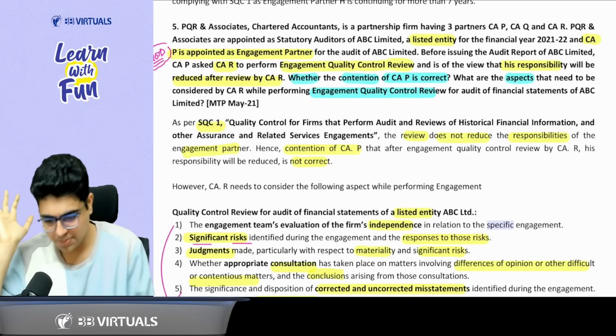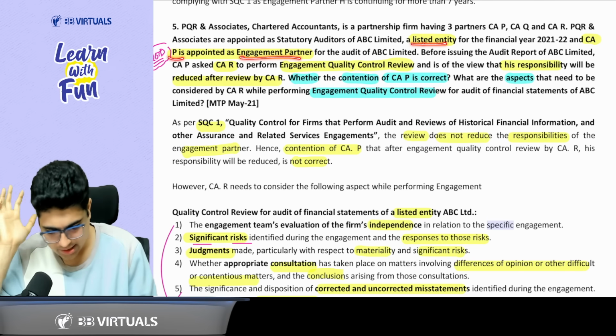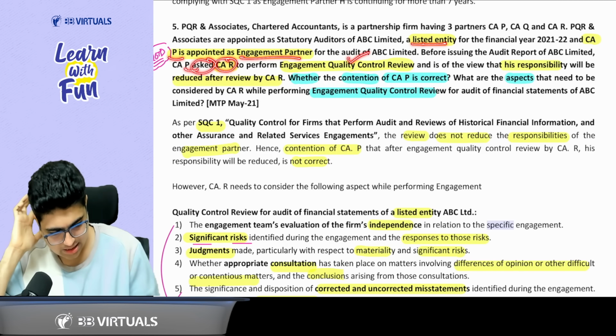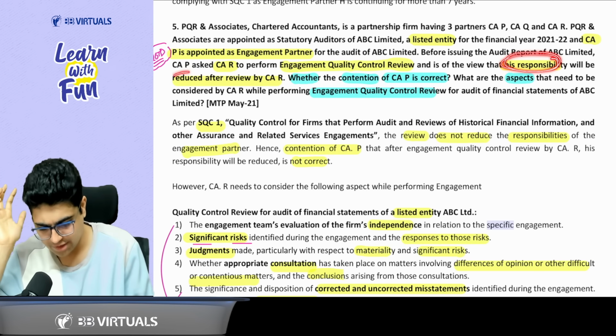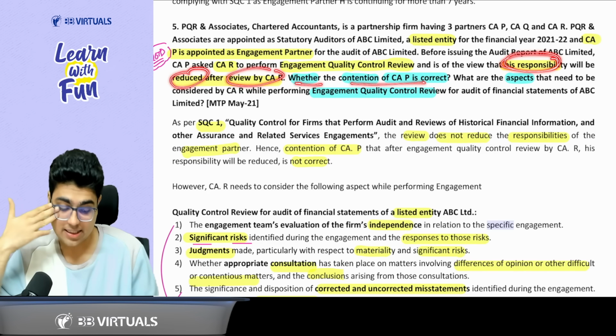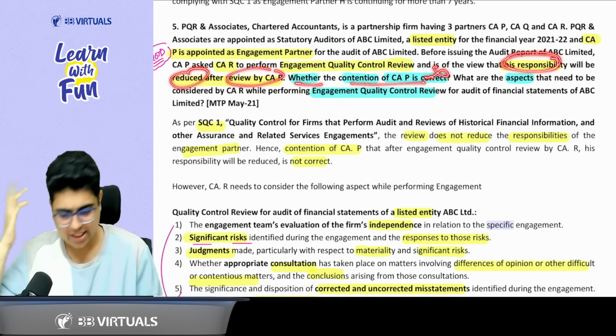Yes, everyone. Come to question number 5. It says there is an audit of a listed entity. CAP is appointed as the engagement partner. CAP has asked CAR to do the EQCR, and he feels that his responsibility, that is the partner's responsibility, will be reduced after the review by R. So whether the contention of the partner is correct, the answer is no. The engagement partner's responsibility is not reduced by EQCR.